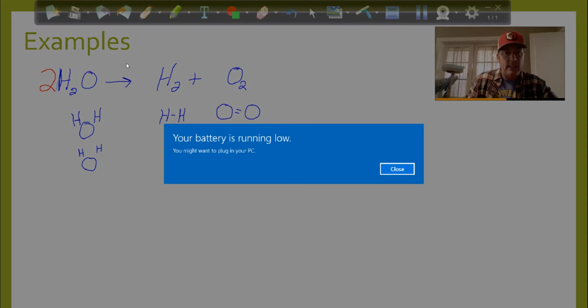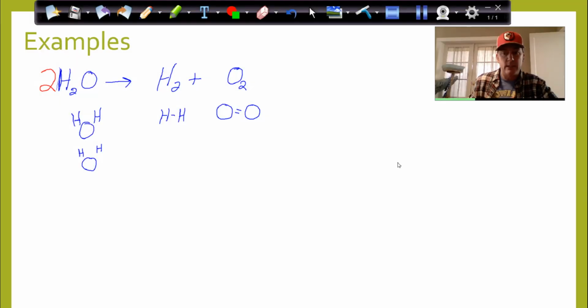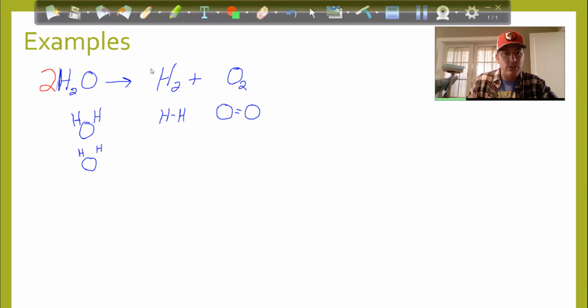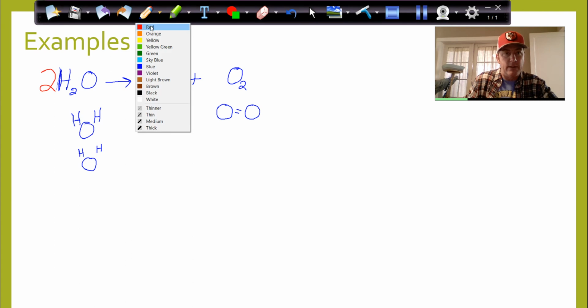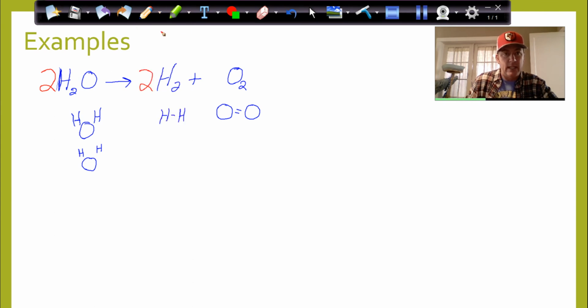But I see that the hydrogen is not balanced. So I need to put a 2 out front of this, saying that I need 2 of those hydrogen molecules. So now 2 times 2 is 4. So I have 4 hydrogen here and 4 hydrogen there. I have 2 oxygen here and 2 oxygen there. We don't put a 1 in front of the oxygen. That 1 is implied.